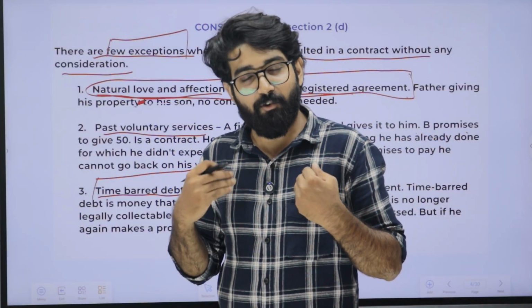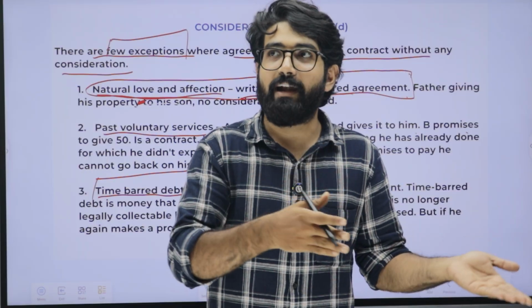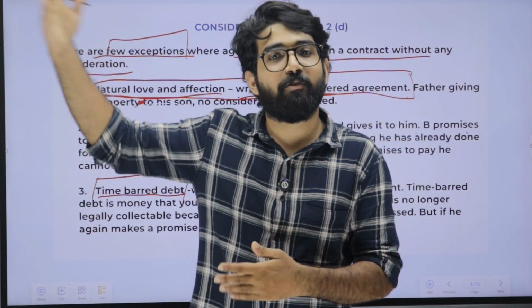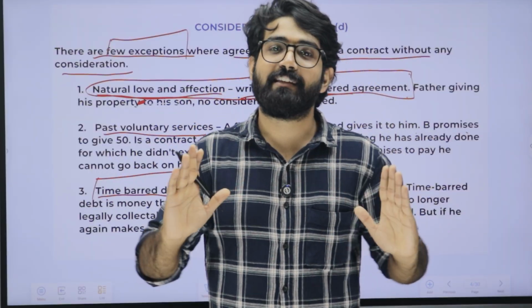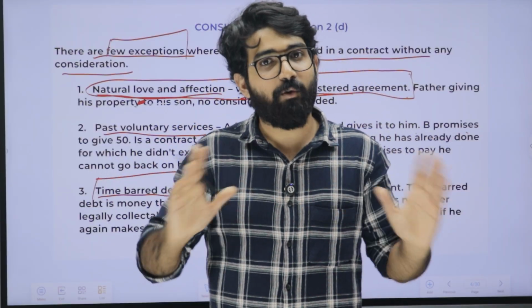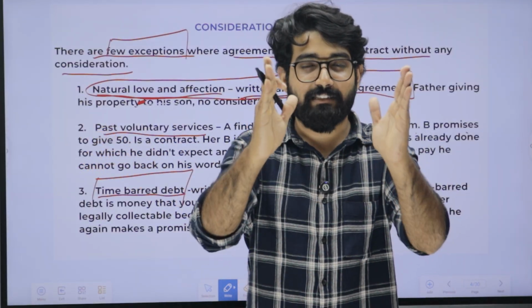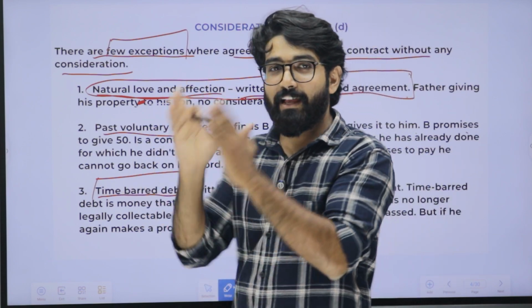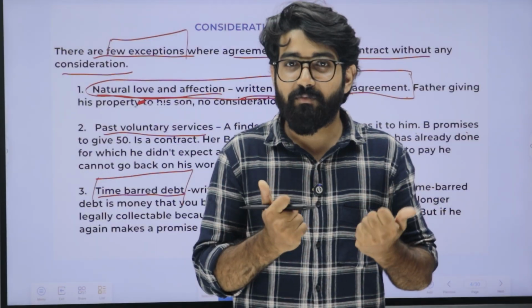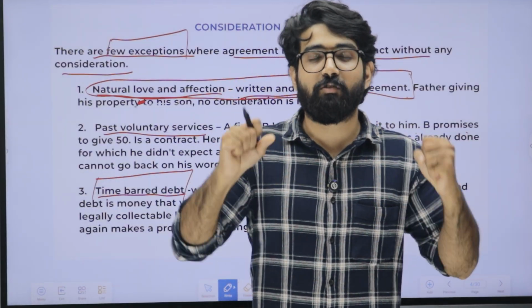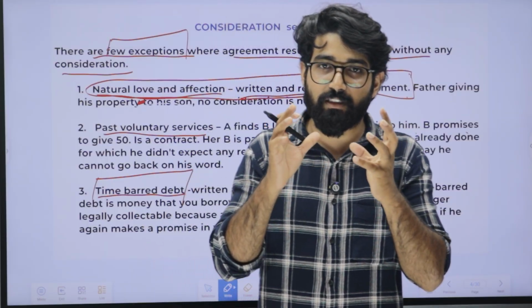For human beings, for us to understand, it's very simple. It is the money that he owes him, so he has to pay it. But for the eyes of law, law cannot see that depth. Law cannot see past voluntary services as valuable. Law cannot see natural love and affection as valuable. That is a problem with law. It's not a problem with us. So these are the presumptions of law. It is not an issue with human beings. It is an issue with law.